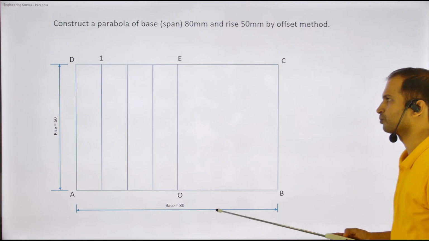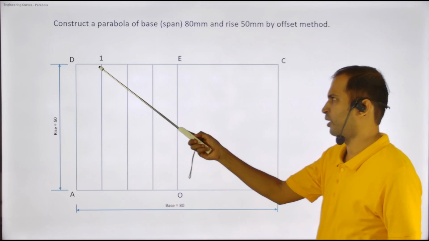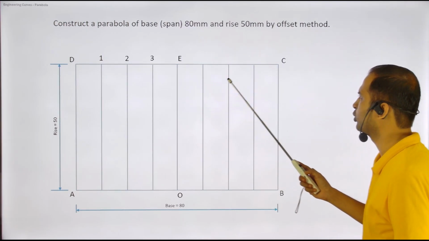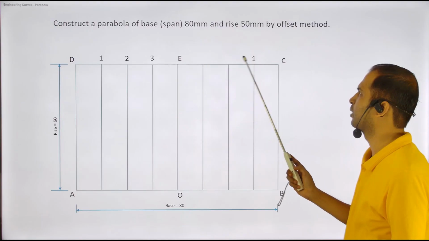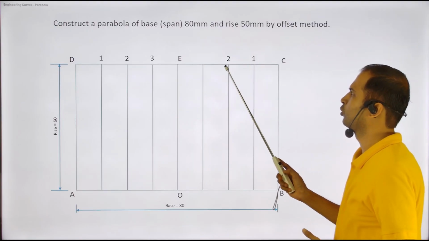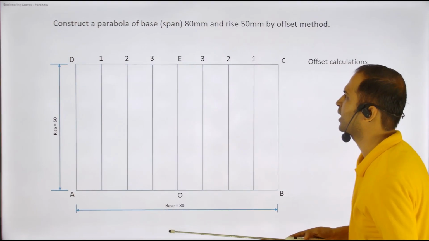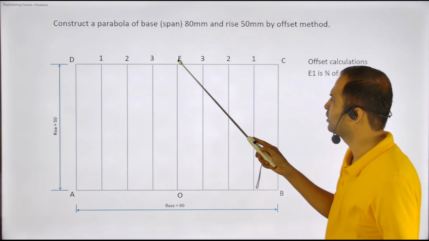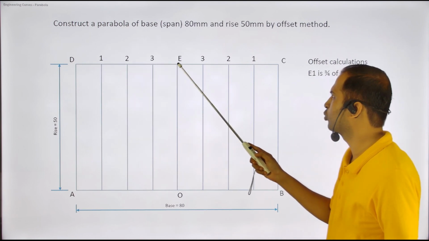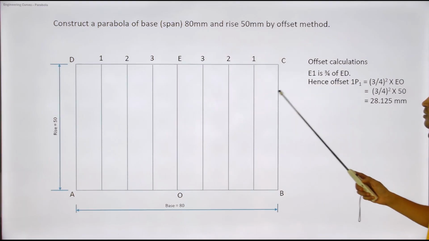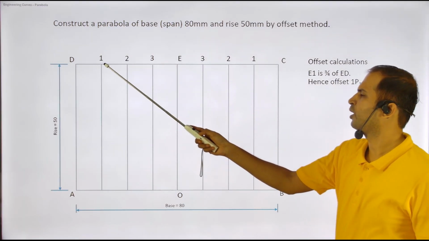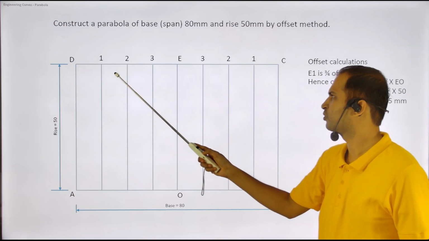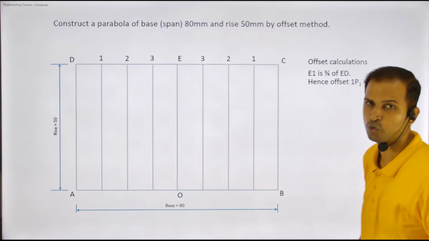So what are the calculations? This is point number 1 division, the second division, the third division. I can do the same thing over here, in the same manner, 1, 2, 3, but in a reverse way, right? Now the calculation is E1. Suppose I want to take this distance. What is the distance from here to here? E1 is 3/4 of ED, right? This point to this point is 3/4 of the total length. This is 4 parts, and this is 3 parts, so this is going to be 3/4.